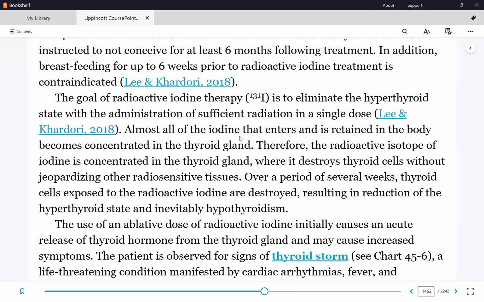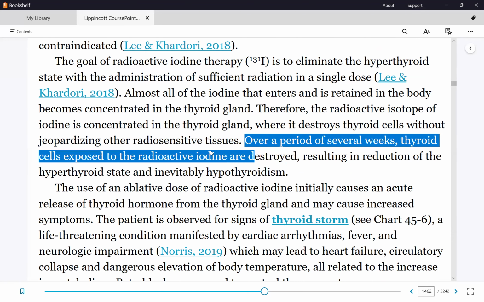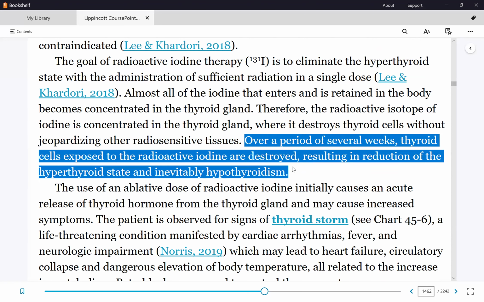mucus. And remember, mucus is also present in the reproductive organs, right? So your vaginal secretions will also be radioactive here. So no sex during the therapy, okay? Because you will expose the partner to radioactivity. So over a period of weeks, thyroid cells are exposed to the radioactive iodine. But sadly, some remnants of the radioactivity enter body fluids because again, the patient swallowed the radioactive iodine.